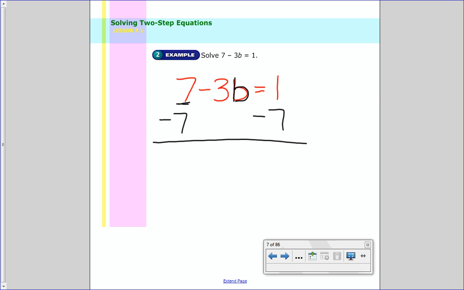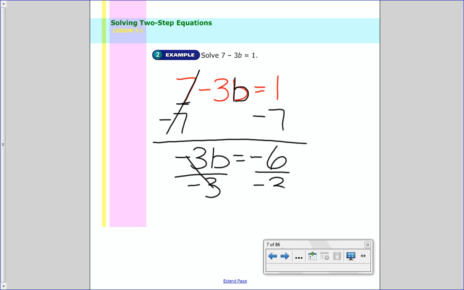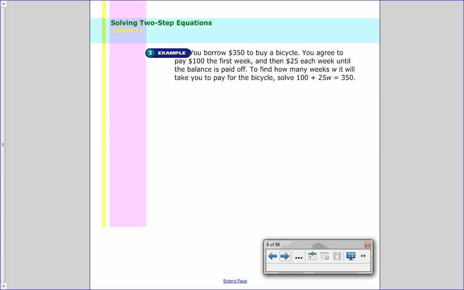All right? So those cross out, and we're left with negative 3 times b, and then that is equal to negative 6. And then here we have negative 3 times b. We divide by negative 3, and we're left with b is equal to, well, 2 negatives make a positive, 2. That'd be our answer. All right, the final problem for the night is a word problem.